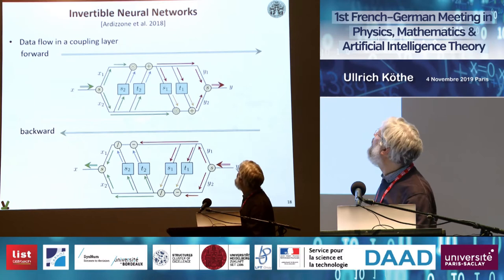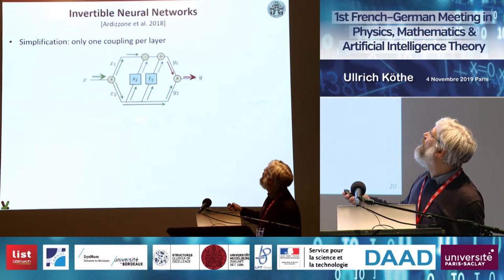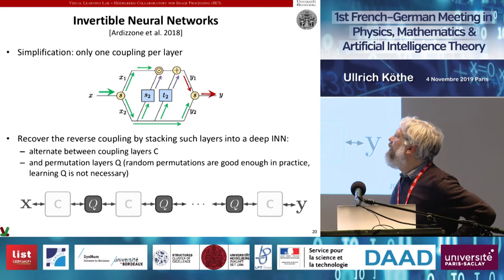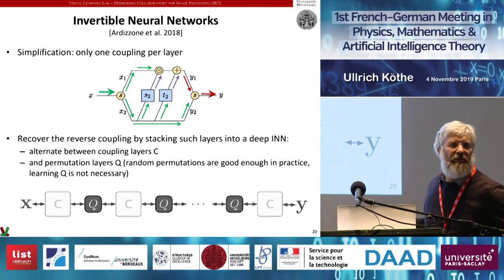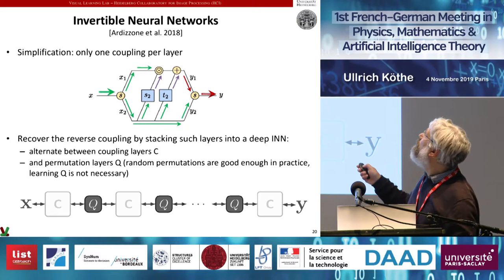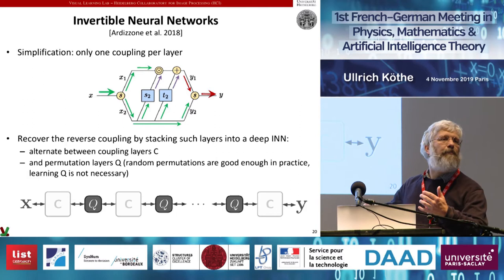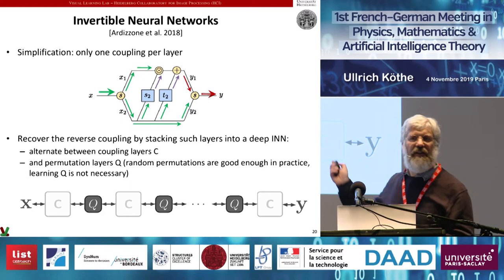So what we actually do is we split the coupling layer in half, so we have only one transformation, so the x2 are unchanged, but then we stack many of them. Here, the Cs are coupling layers. And in between, we have random orthogonal transformations, so just random projection matrices. And you can see the previous design with two couplings corresponds to the Q being a permutation matrix that exchanges the first and the second half of x with each other. So this is a generalization, and it works better in practice than the original coupling architecture.